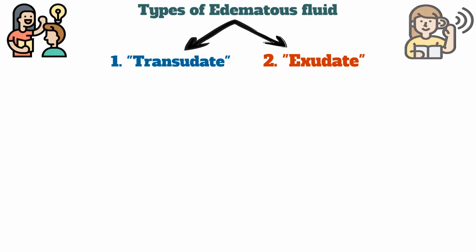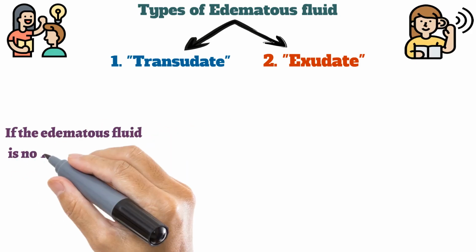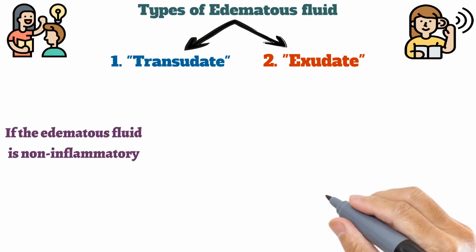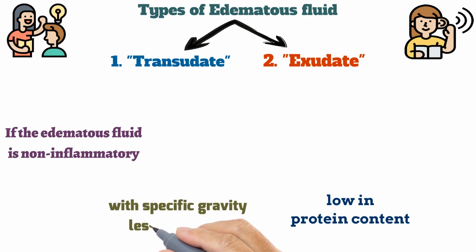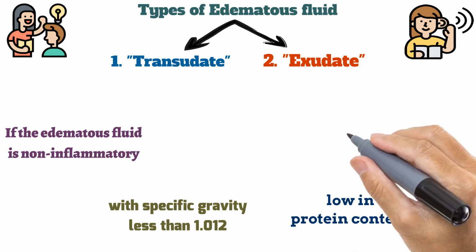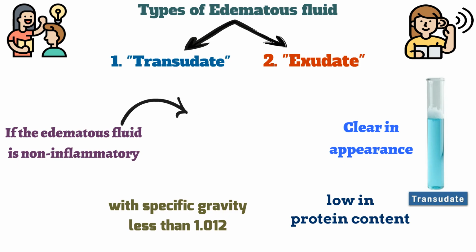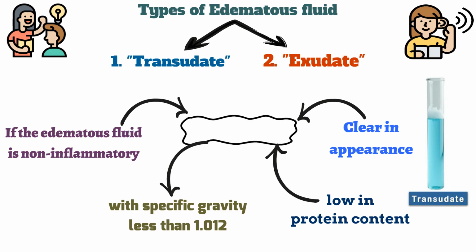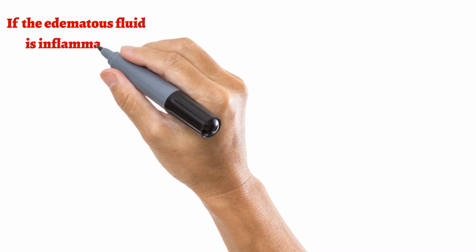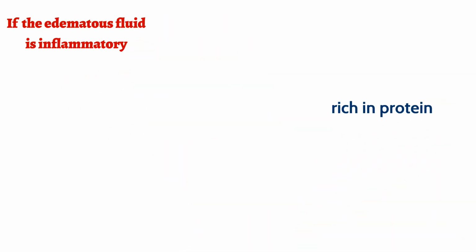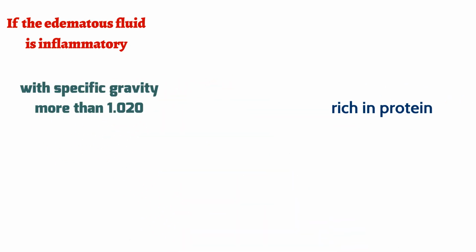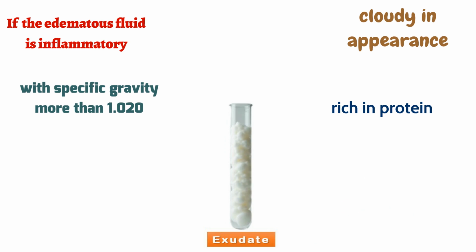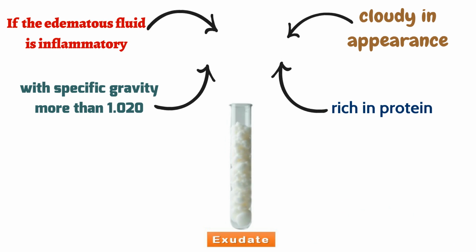Now listen carefully. If the edematous fluid is non-inflammatory and is low in protein content with a specific gravity of less than 1.012 and is clear in appearance, then this particular type of edematous fluid is known as transudate. And if the edematous fluid is inflammatory, is rich in protein with specific gravity more than 1.020 and cloudy in appearance, that particular fluid will be termed as exudate.